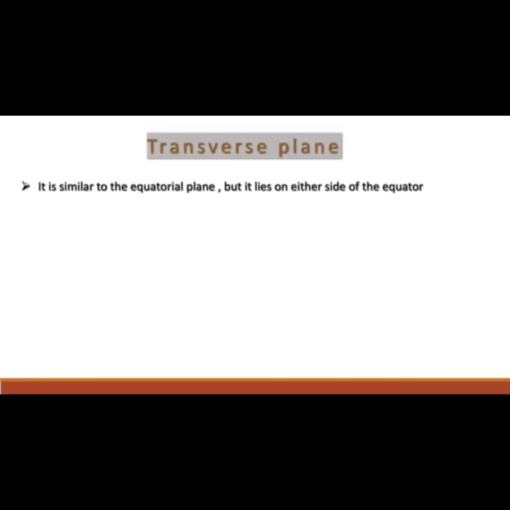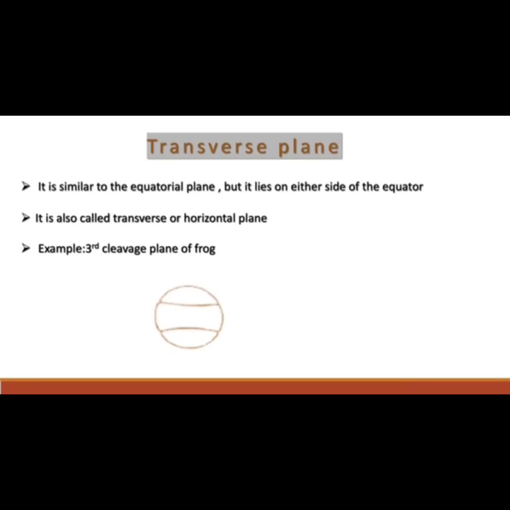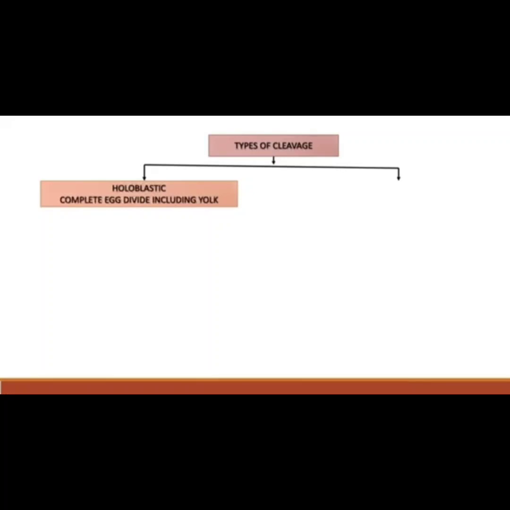Transverse plane. It is similar to the equatorial plane, but it lies on either side of the equator. It is also called the transverse or horizontal or latitudinal plane. Example, third cleavage plane of the frog embryo. Types of cleavage. There are two main types of cleavage based on the axis of division. If cleavage occurs through the center line dividing the yolk into two equal halves, it is holoblastic cleavage, and if it occurs along any side producing smaller or unequal blastomeres, it is meroblastic cleavage.